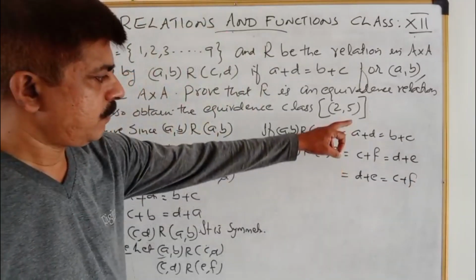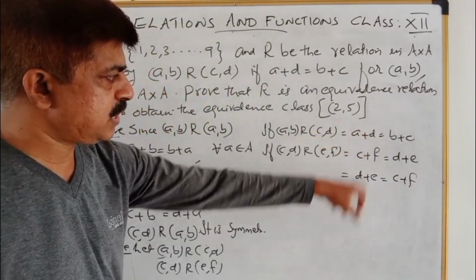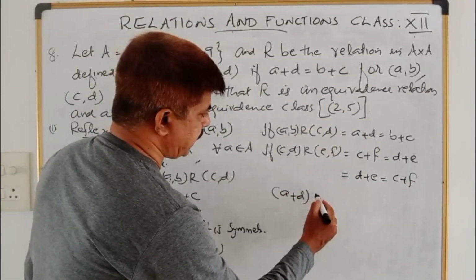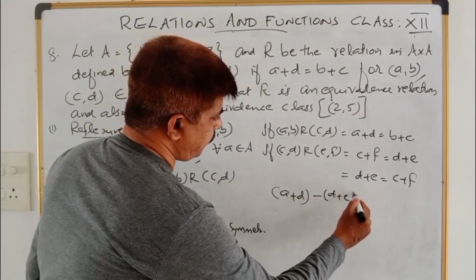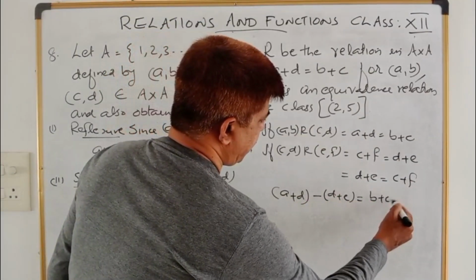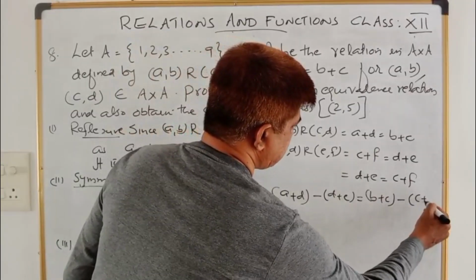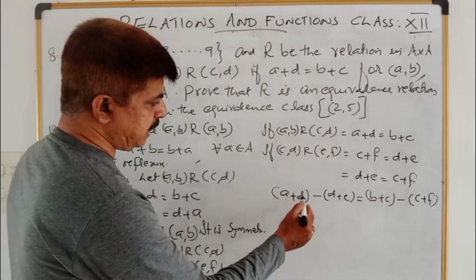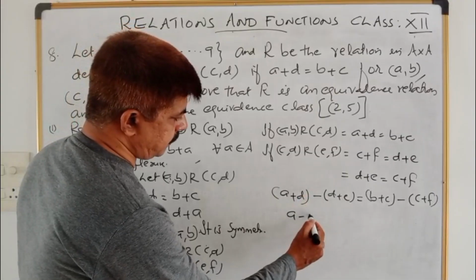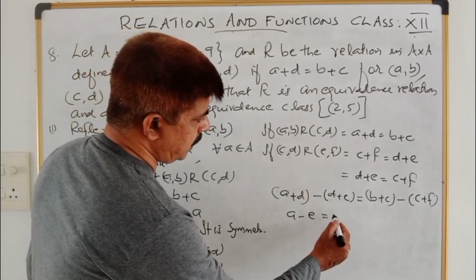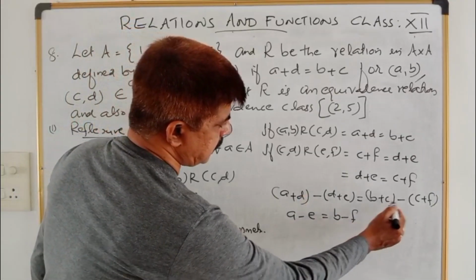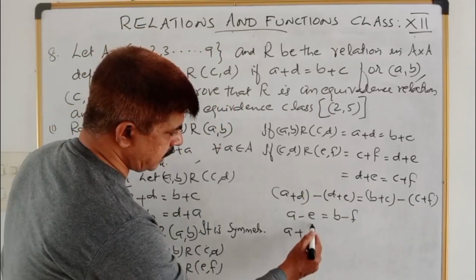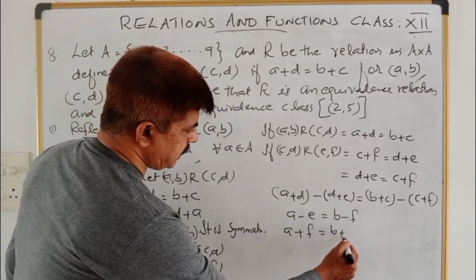Now what should be done? We have to subtract this minus. A plus D minus D plus E, B plus C minus C plus F. So what we got? D is cancelled. We get A minus C equal to B minus F. Here C will be cancelled. Now we will be taking minus F this side, it becomes plus F, B plus E.